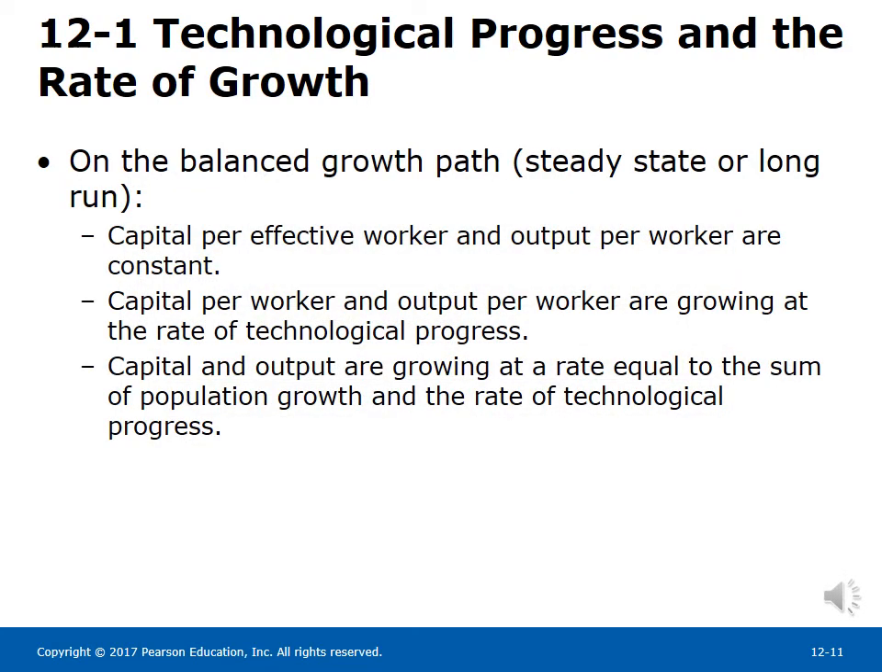(12-1) Technological progress and the rate of growth. Let us summarize what we just learned. On the balanced growth path, steady state or long run, capital per effective worker and output per effective worker are constant. Capital per worker and output per worker are growing at the rate of technological progress. Capital and output are growing at a rate equal to the sum of population growth and the rate of technological progress.